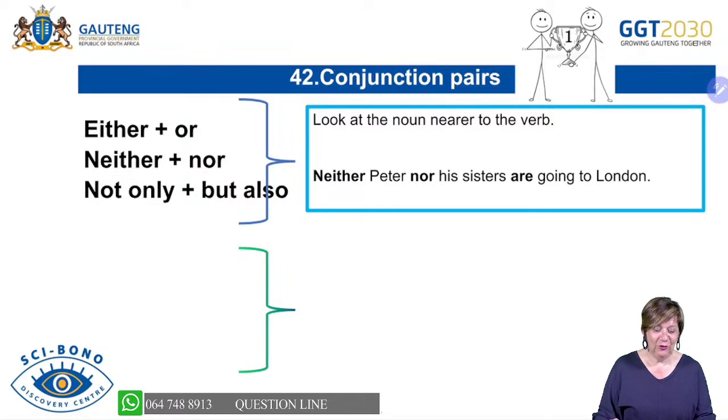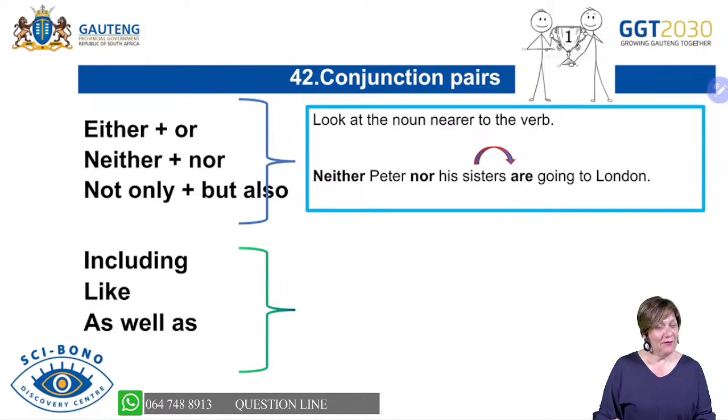Now, according to the rule, we're looking at the noun closest to the verb. And in this case, it is obviously sisters. And that's why we're using the are going. Can you see how it works? Either or, neither nor, not only, but also. Look at the noun closest to the verb. And that is the tense it's using.